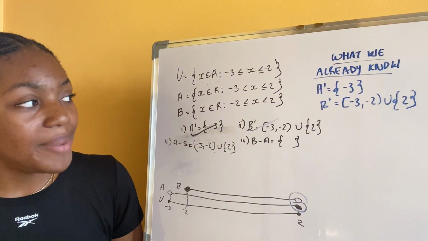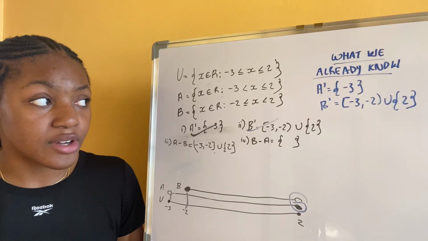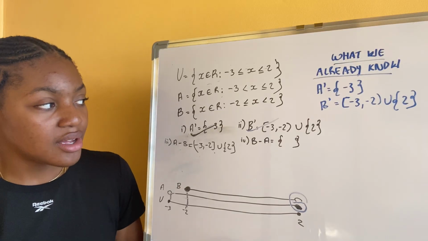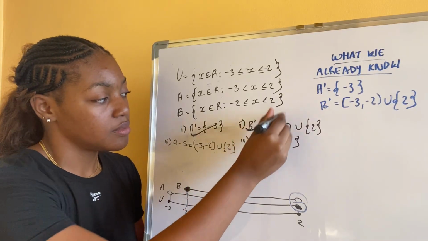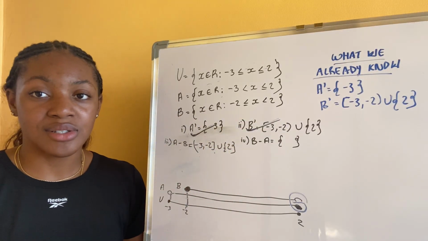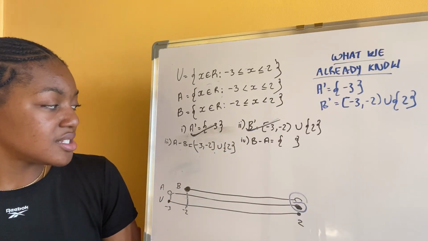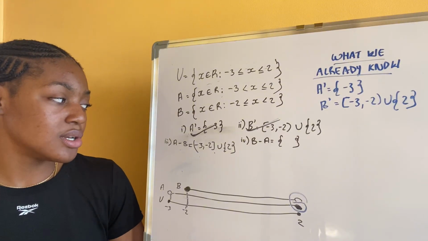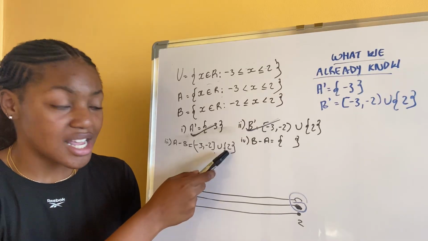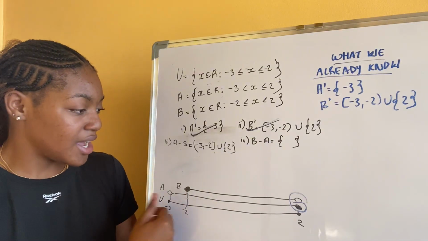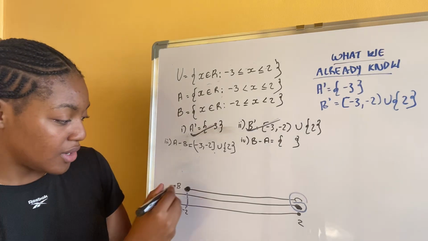And then for B complement, we know that this is closed interval, negative 3, negative 2, open interval, union, a set that only has 2, which is the same thing as 2 right here. So this would also be true. So all we have to do is to determine if the third one and the fourth one are true. The third one says A minus B is equal to open interval negative 3, negative 2, closed interval, union, a set that only has 2. So we're going to look right here. We're looking at the elements that are in A that are not in B. So we're looking at this part.